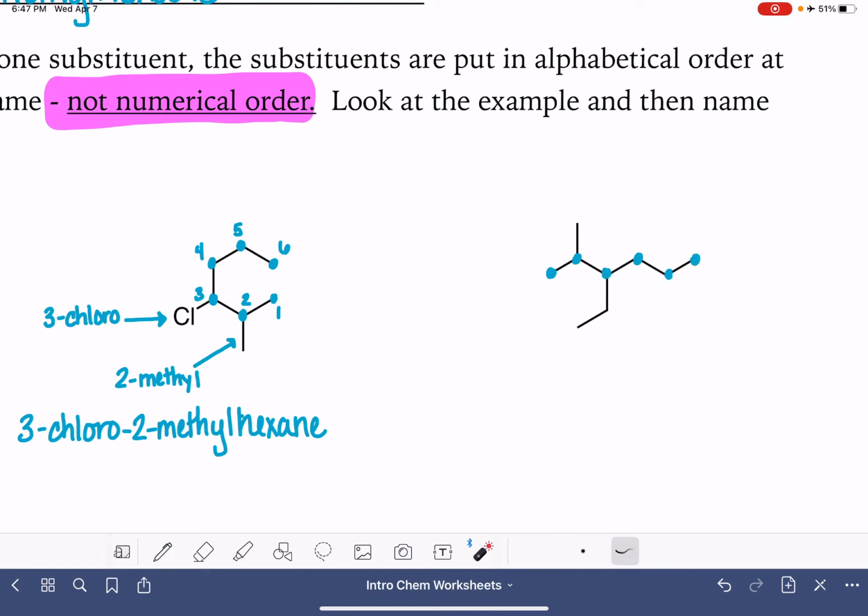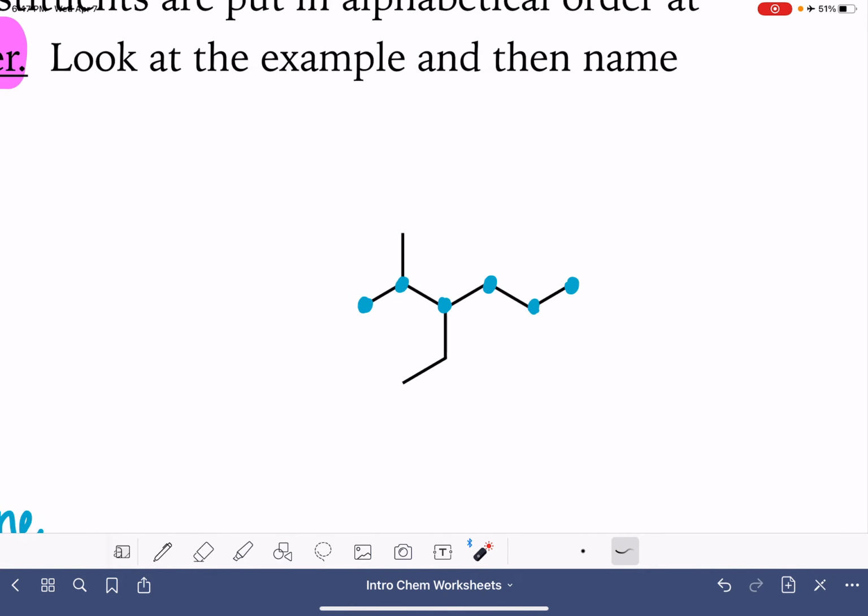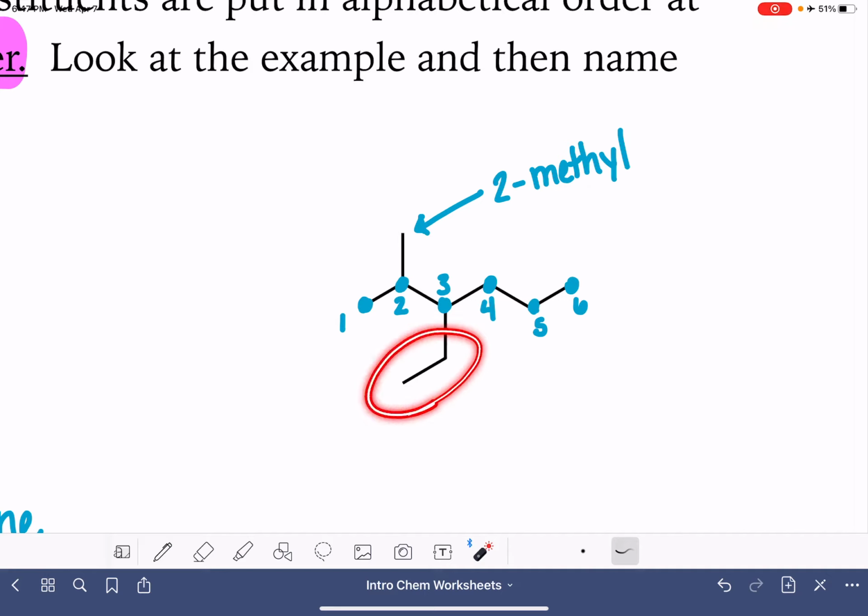We want to number this carbon chain starting at the end that's closest to our branches, which is on the left-hand side. So we're going to number it from left to right, 1, 2, 3, 4, 5, 6. Now we want to locate and name these branches. First branch is on carbon number 2, and it's a 1-carbon branch, which is a methyl. Our next branch, this guy right here, on carbon number 3, this is a 2-carbon branch. This guy's name is ethyl.